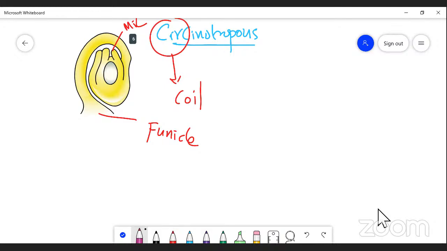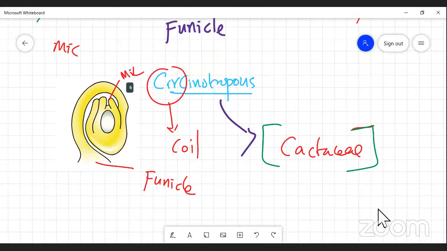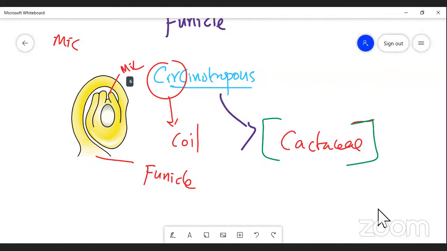It is found in the Cactaceae family. This type of ovule is found in Cactaceae. The cactus is a plant like Casuarina, grown in very dry regions. It is the Cactaceae family in which you can see the Sarcinotropous ovule. So far we have discussed 6 types of ovule, right? Orthotropous, Anatropous, Hemianatropous, Campylotropous, Amphitropous, and finally Sarcinotropous ovule.